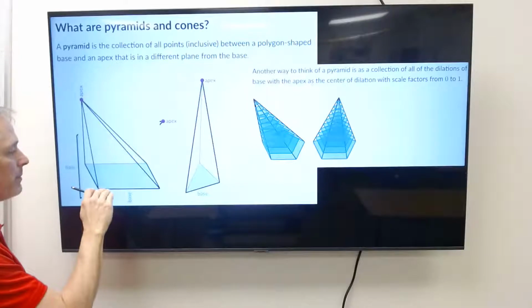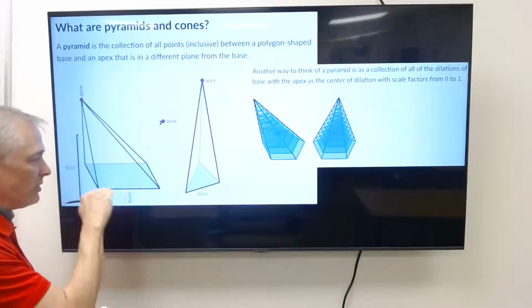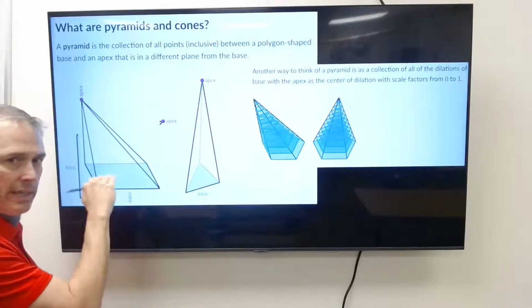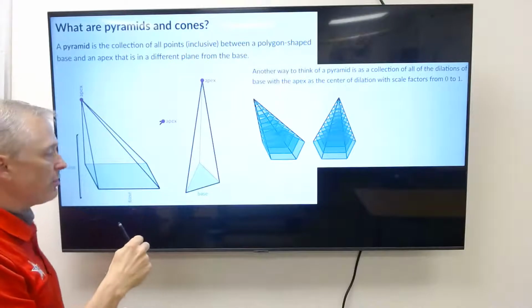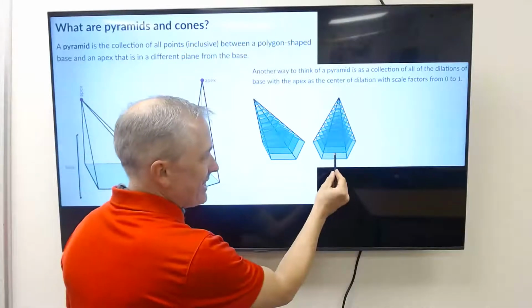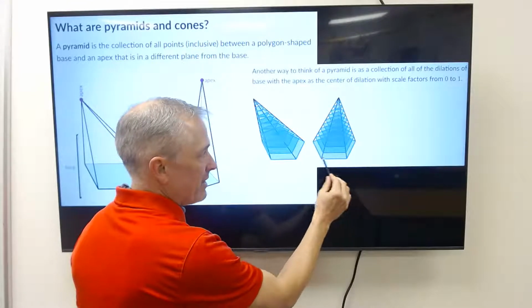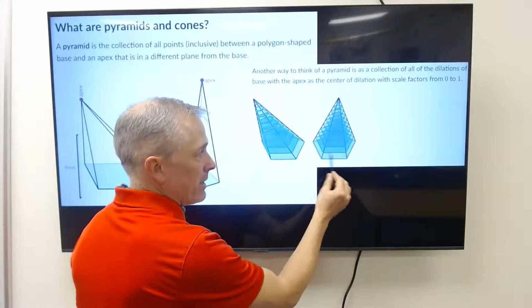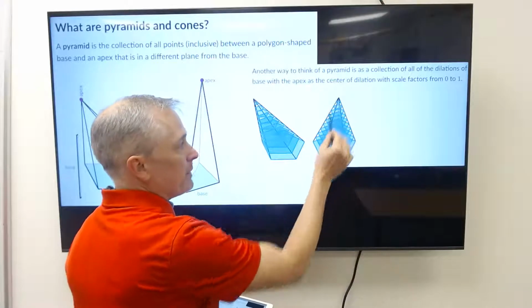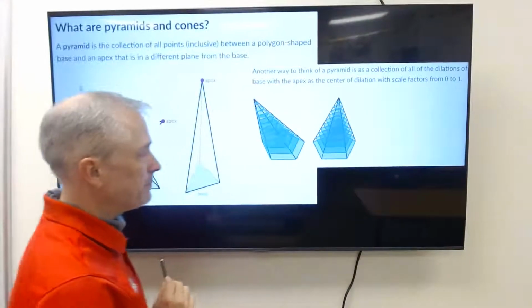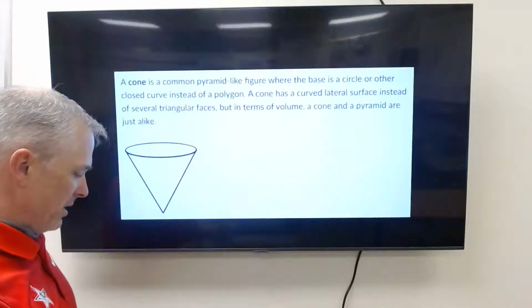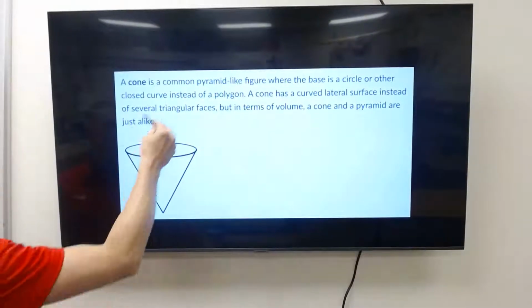Anyway, no, it's every single infinite space in between each of those theoretical levels that you're able to push on. This is not the only space between here and here. There's one here, and there are infinitely many between here and here, which means there are also infinitely many on the way up. Okay, so cones. A cone, a common pyramid-like figure.